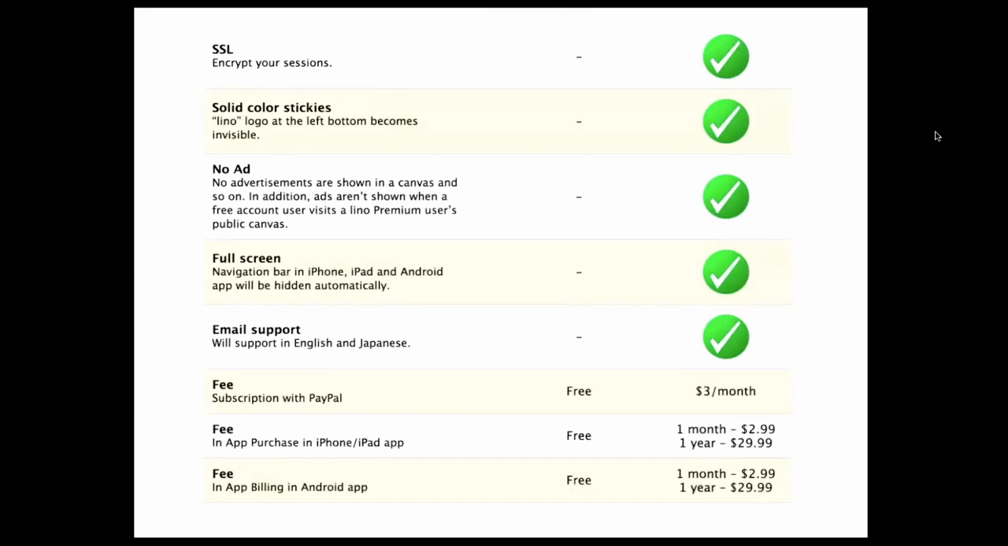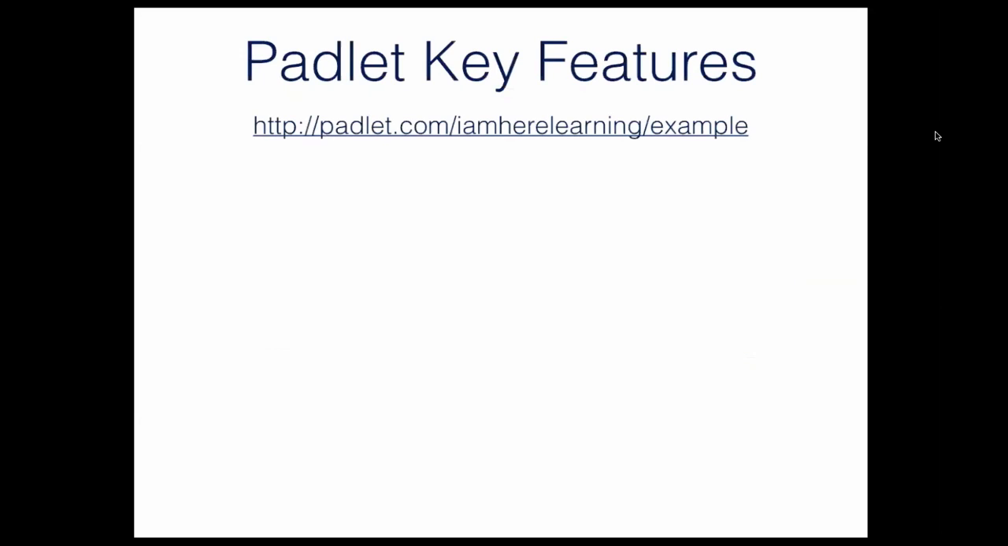Again, the Lino is about $30 a year for an individual subscription, and you get a few things, such as taking away the advertisement, some email support, full screen navigation, just things like that. But so far for me, I've not needed the upgrade. So we're going to look at Padlet first and some of the key features.